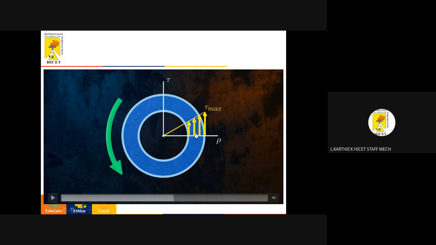This is a major reason why in many automobile applications the hollow shaft is preferred instead of the solid shaft. This is the major reason why hollow shafts are used more than solid shafts. So you might understand that the hollow shaft is stronger than the solid shaft. These are the two important factors that I want to discuss at the end of this video.